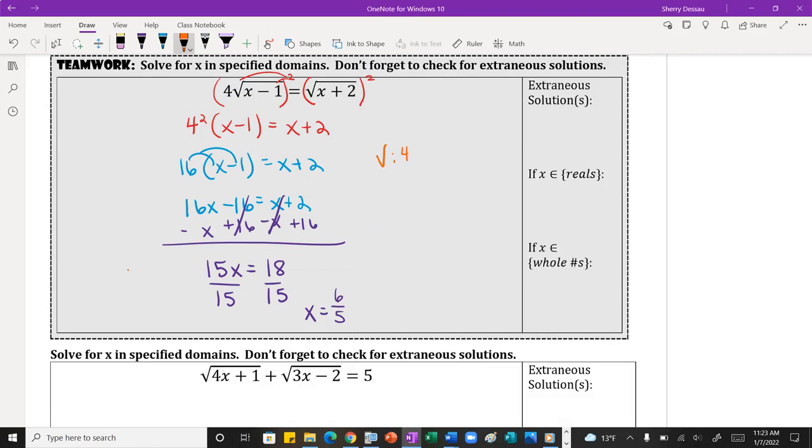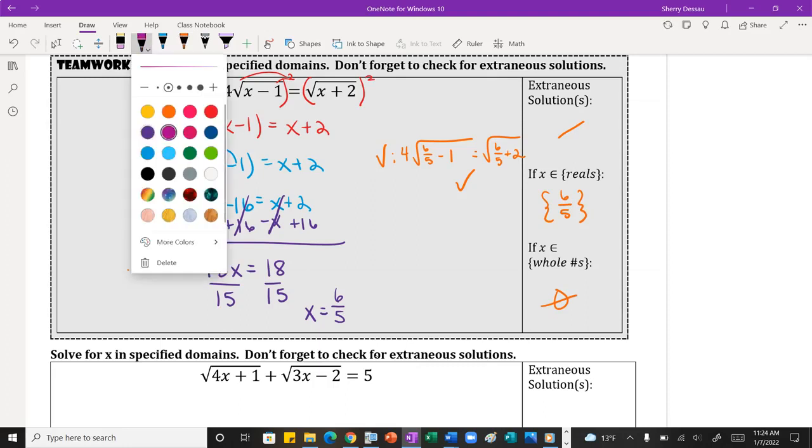So showing my check, I'm plugging in 6/5 minus 1. Is it equivalent to 6/5 plus 2 under the root here? And it does work. So I do not have extraneous solutions in this one. For my solution set in the reals, I would have 6/5. And if I had whole numbers, I would have empty set because 6/5 does not fit in whole numbers.